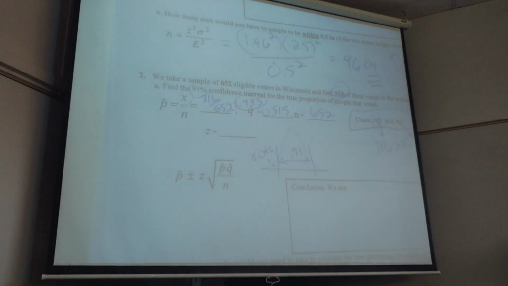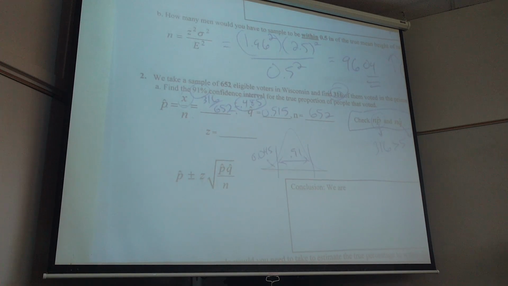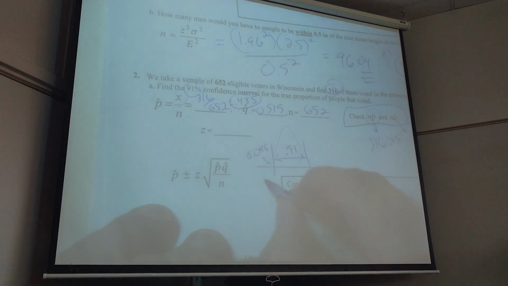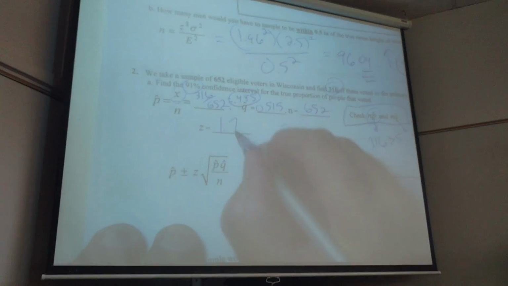So there'll be a little bit. I'll give you some leeway on that. It's not a crazy huge deal, but try to get as close as you can. So it's negative 1.7. So it's just 1.7 I can put in for a z-score.